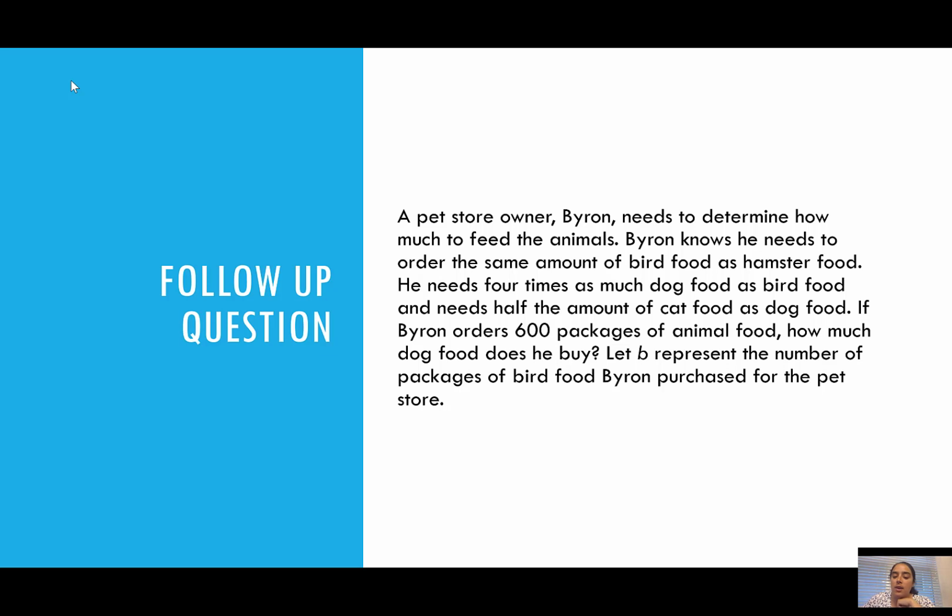Let B represent the number of packages of bird food Byron purchased for the pet store. So let's organize this by making a chart. We have bird food. We have the birds, hamster, dogs, cats.